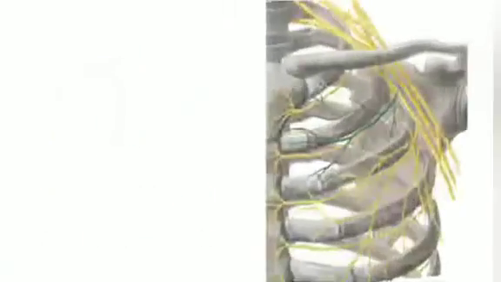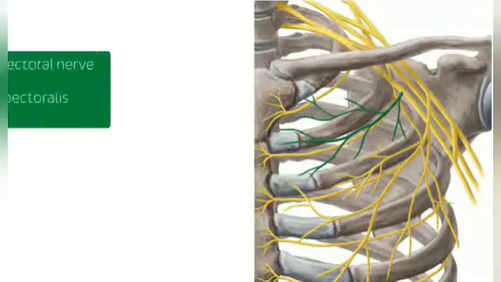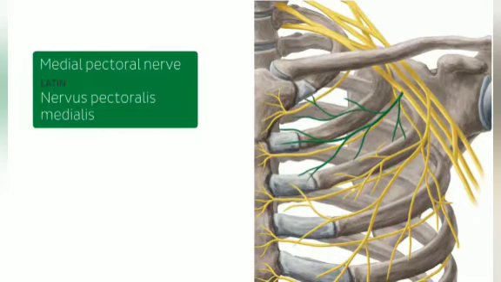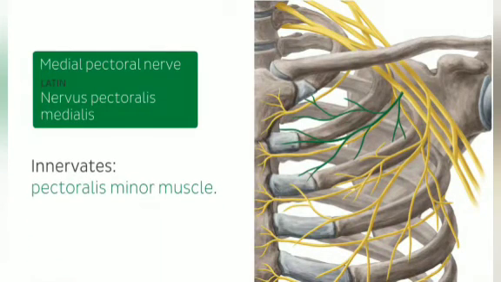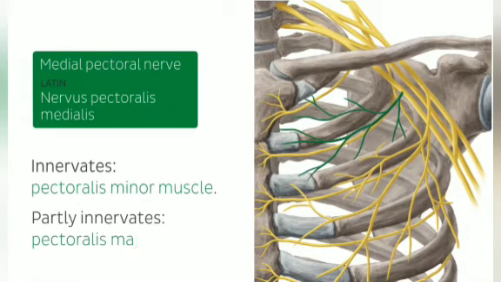On the other hand, from the medial cord, the corresponding nerve is the medial pectoral nerve. Conversely, this nerve mainly innervates the pectoralis minor muscle and partially innervates the pectoralis major muscle.